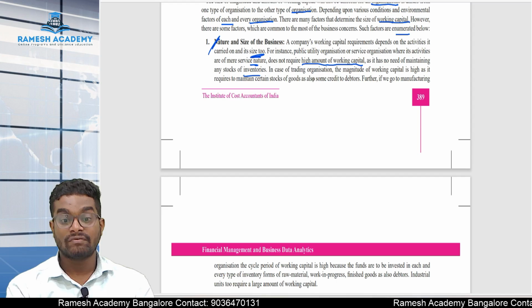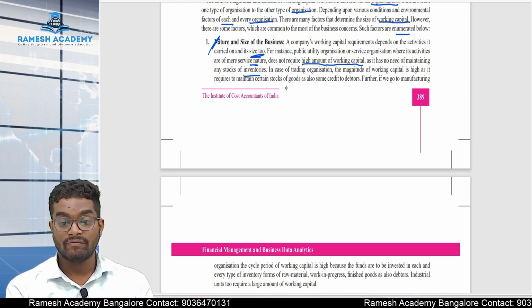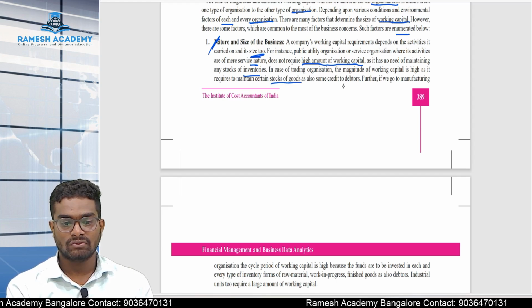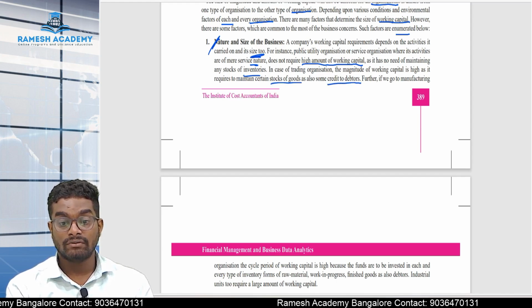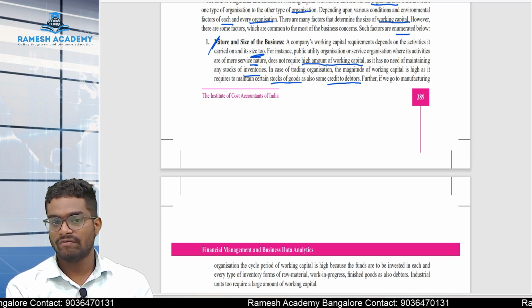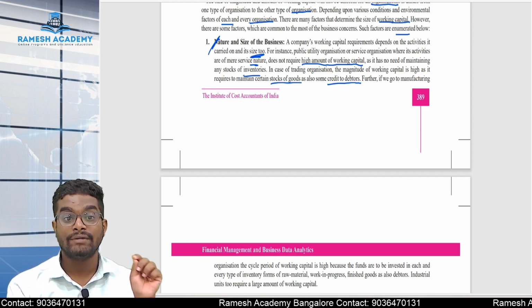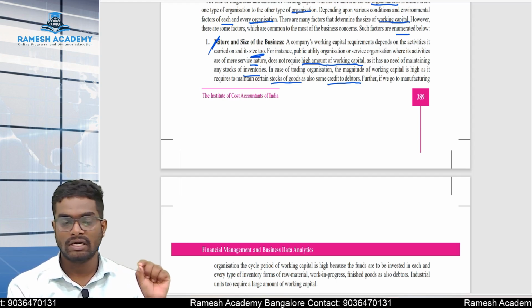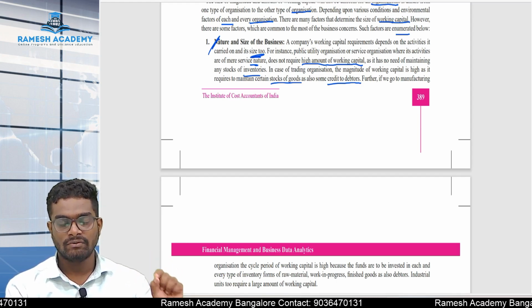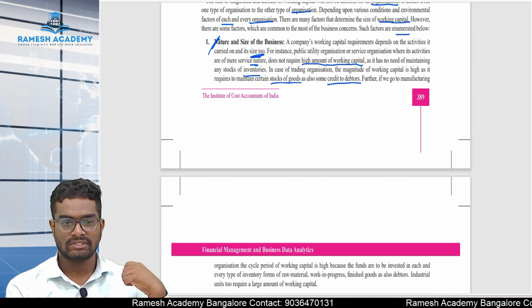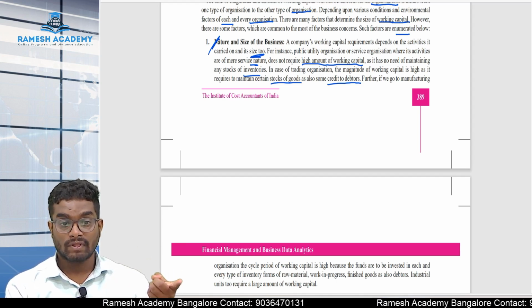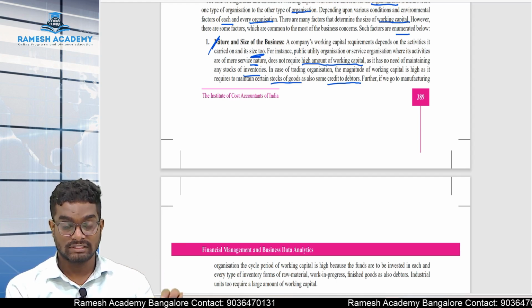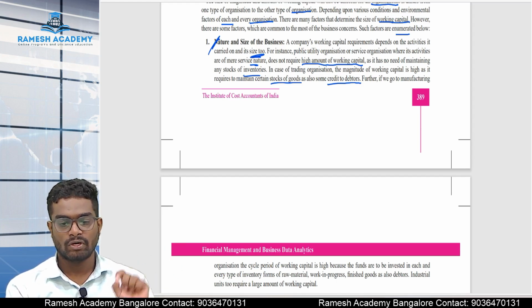In case of a trading organization, the magnitude of working capital is high as it requires maintaining certain stocks of goods and also giving some credit to the debtors. So we have to maintain the stock, and we have to give a credit period to the debtors. You can't ask them for the amount immediately. They will request us to give them some time, and we have to accept that. Then only we can make more and more sales.